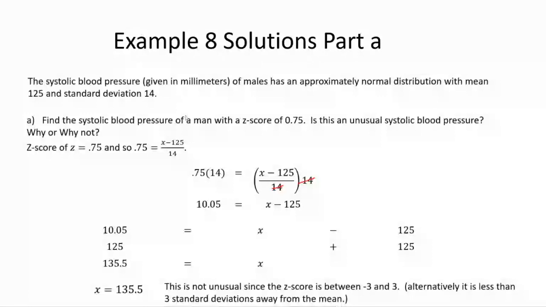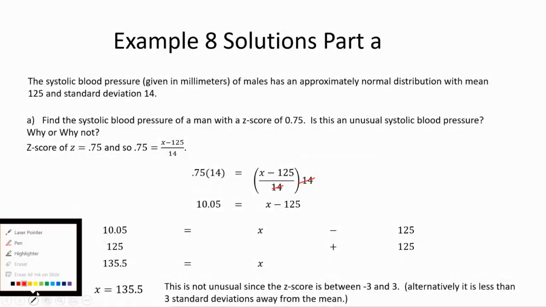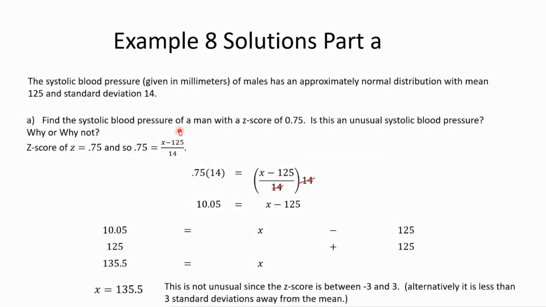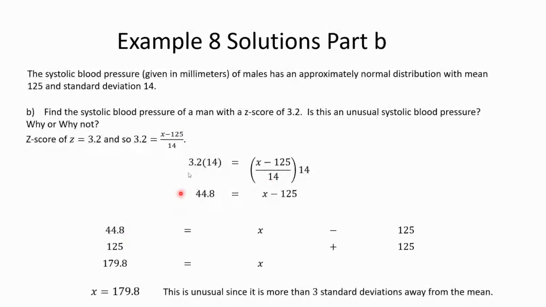Okay. So because of that, it's not unusual. Okay. So we have this part done. So now it's the same problem essentially, but the z-score is 3.2. Right away, you can tell this is unusual, because the z-score is greater than 3. If it's greater than or equal to 3 or less than or equal to -3, then it's unusual.